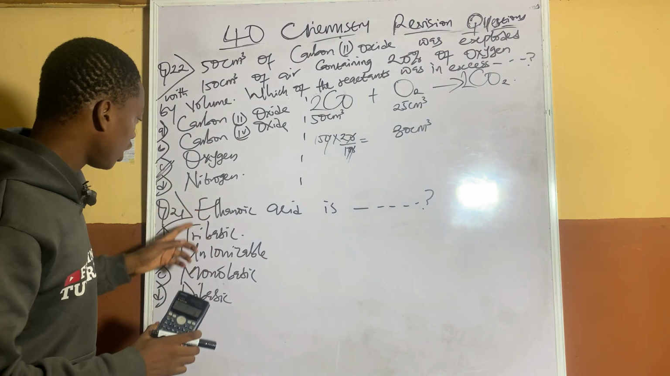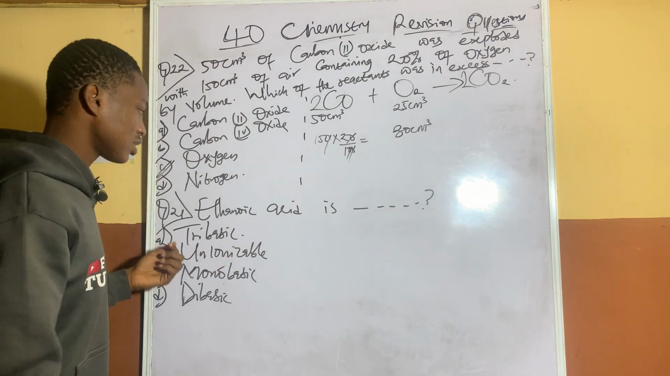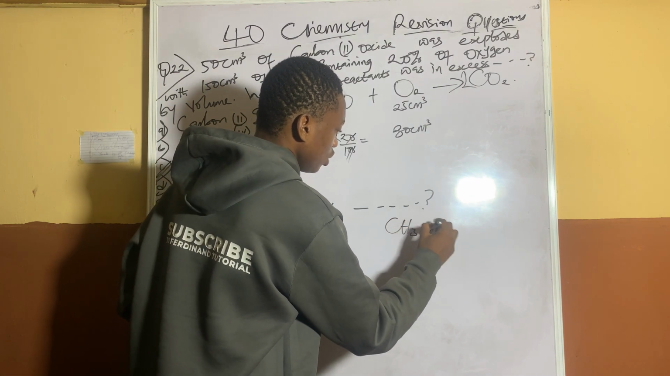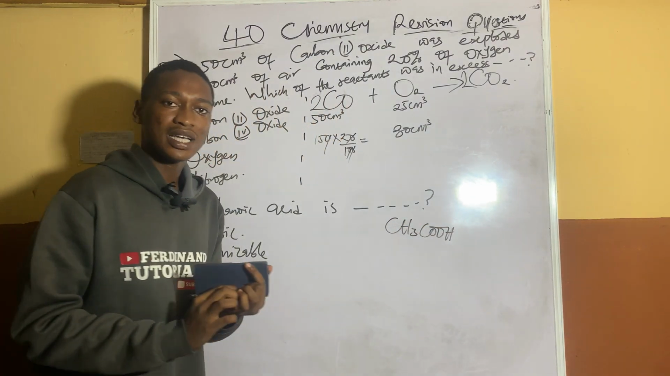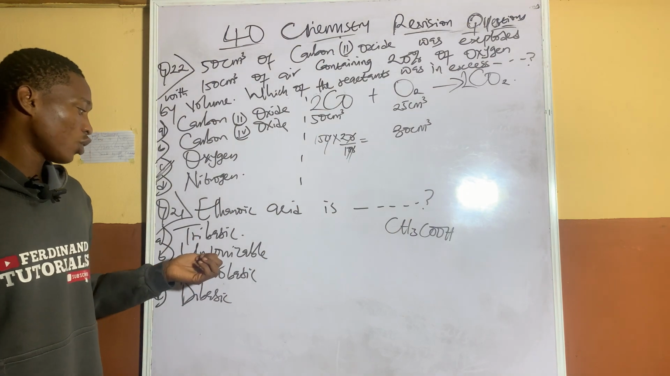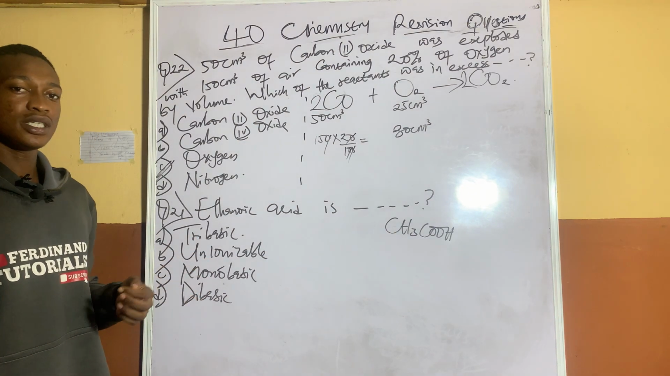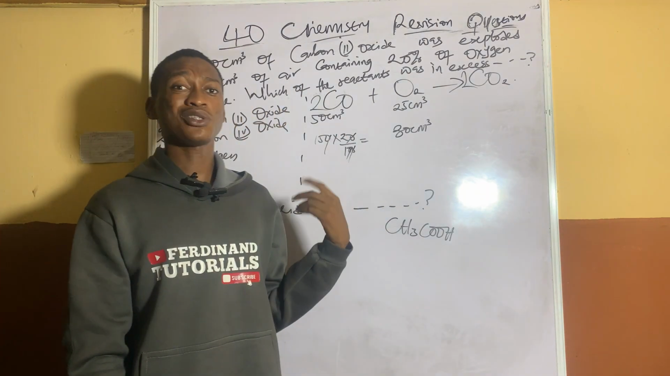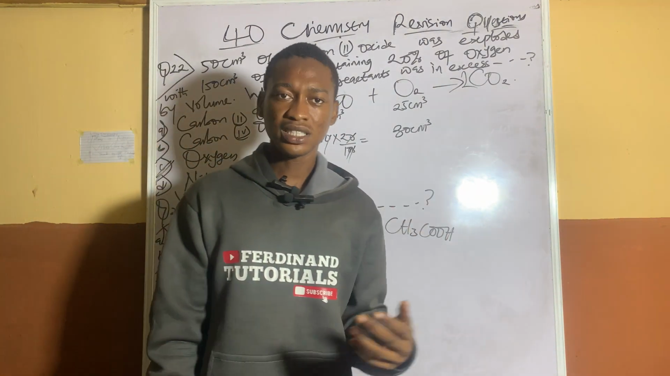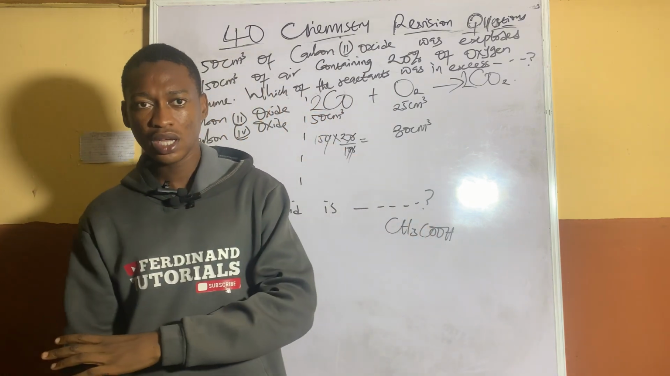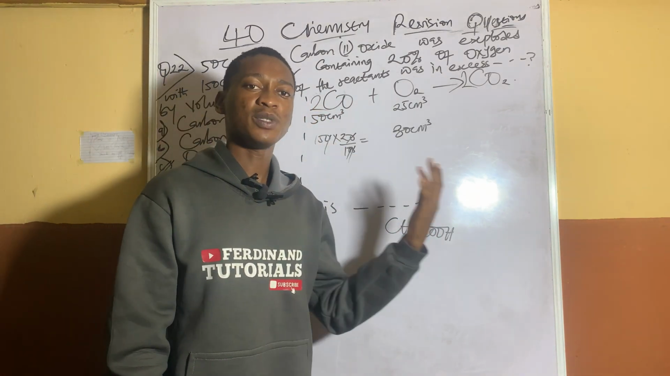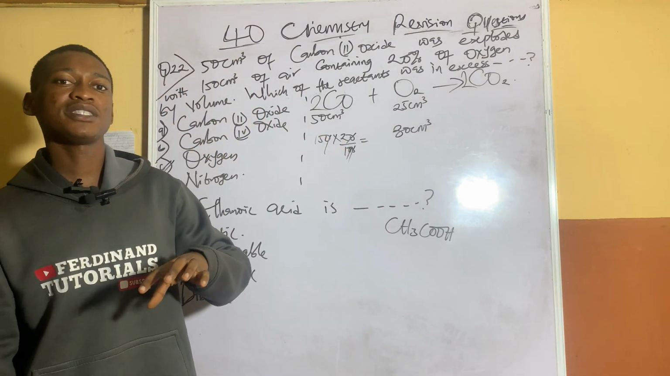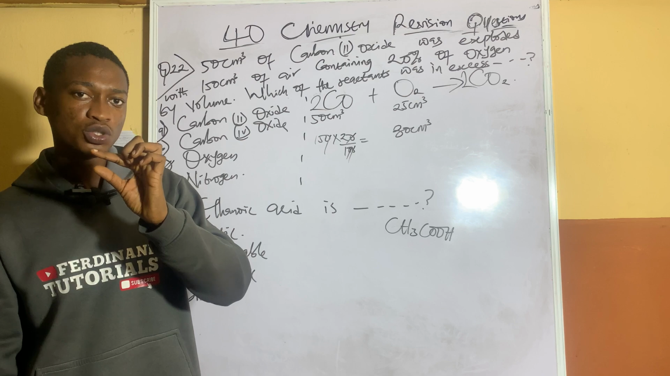Good. Now, to the next question, we say ethanoic acid is. What is ethanoic acid? Ethanoic acid is something like CH3COOH. So ethanoic acid is tribasic, unionizable, monobasic, or dibasic. Now, this is a topic called basicity of an acid. That's the topic I taught my students. I told them that basicity of an acid is the number of replaceable hydrogen ions present in a specific acid, the number of ionizable hydrogen ions that can be replaced by a particular metal.